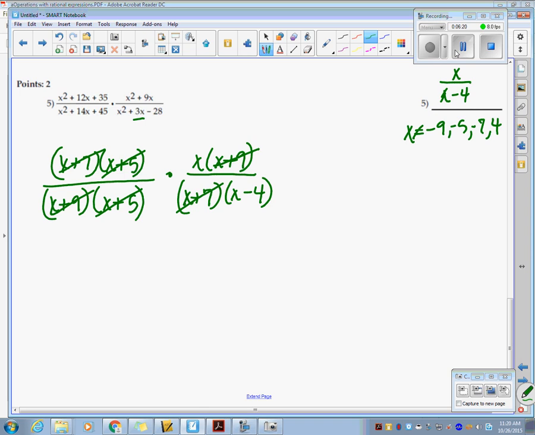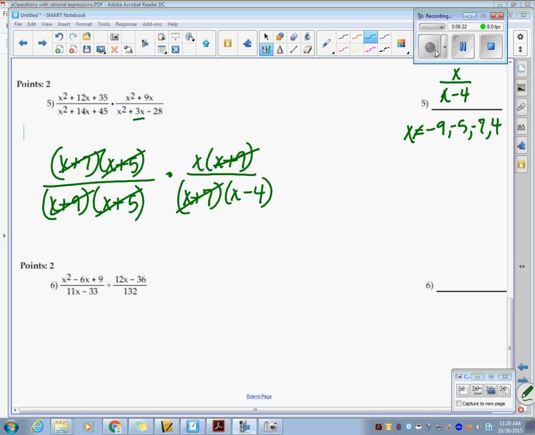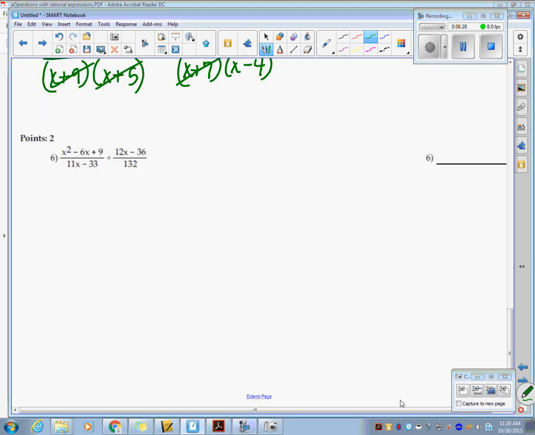Okay, continuing down, number 6. Let's take a look at number 6. We're going to factor the top. So it is x squared, x minus 3 and x minus 3. And the bottom factors into 11 times x minus 3.